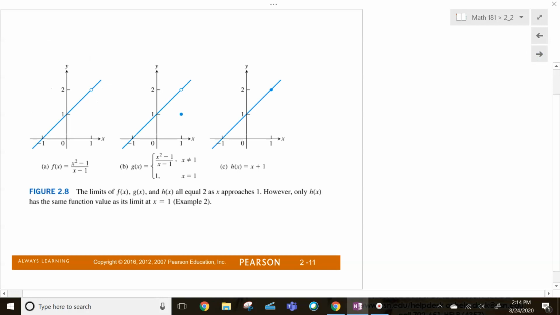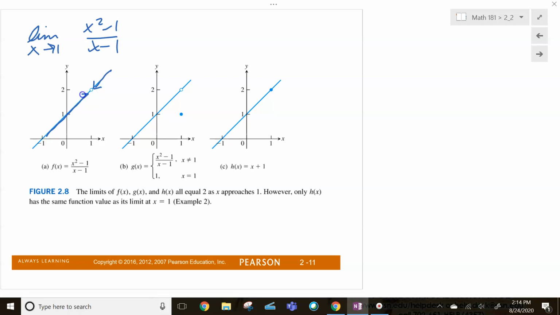3 different functions. A, f of x. As I look at this limit of x squared minus 1 over x minus 1, as x approaches 1, we're going to pick x values from the right. We're going to approach it from the right. And we're going to approach 1 from the left. And we're going to say, do they agree on a y value? Yes, they do. They're agreeing on a y value. So it's 2.